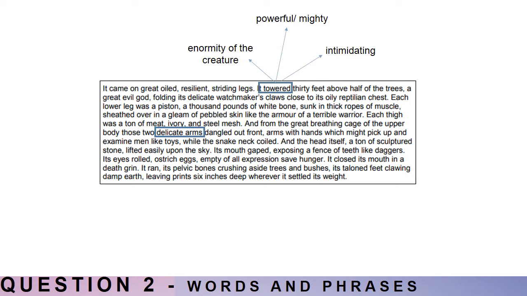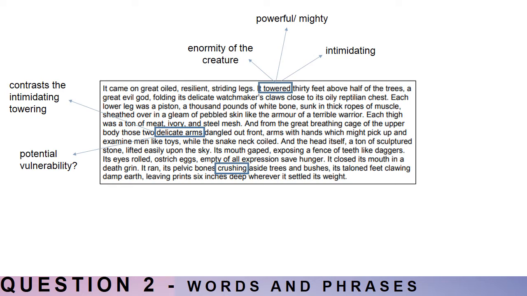From there, I might look at the little phrase delicate arms, and I might consider how this contrasts the intimidating towering of the word that I've just picked out. Perhaps it shows a potential vulnerability to the creature. So we might look at how, although it does seem very powerful, perhaps there's something underlying there that's a little bit different.